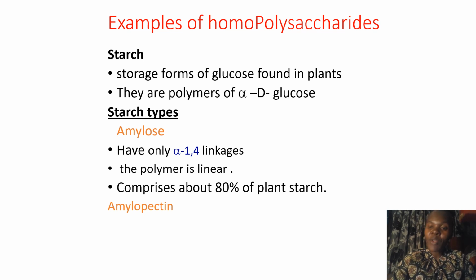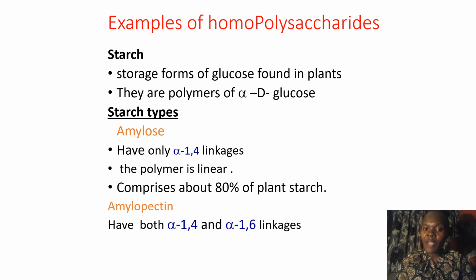Only the 1,4 will represent the linear part, and amylose comprises a huge portion of starch, 80% of it. The other type of starch is amylopectin. As much as it's a homopolysaccharide, it contains only the alpha D glucose, but it has both alpha 1,4 and alpha 1,6. So it has the linear part, but at the branching part we have the alpha 1,6. The alpha 1,6 will always come at the point of the branches, but the alpha 1,4 will represent the linear part.